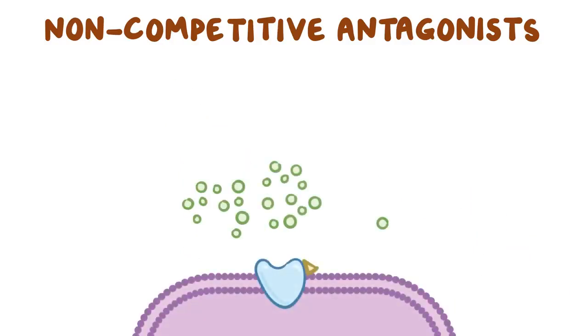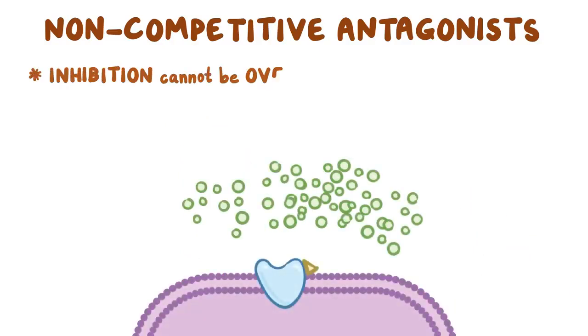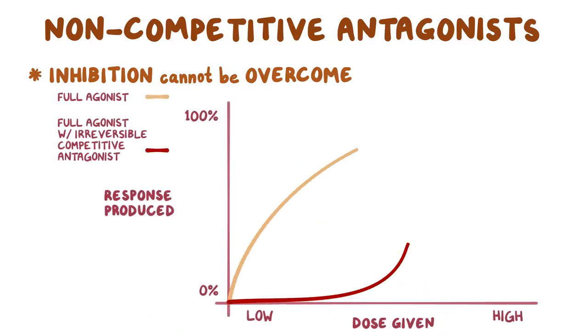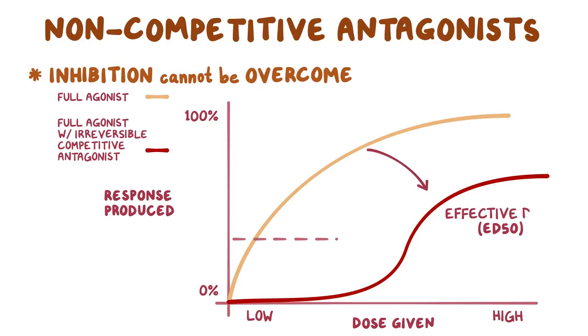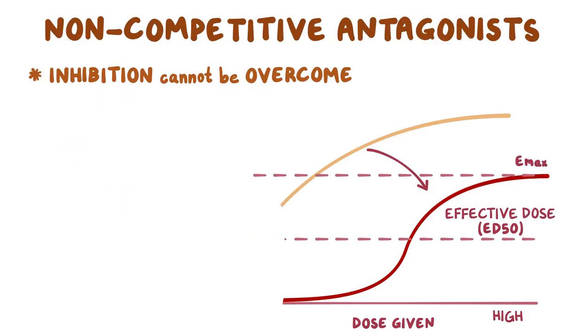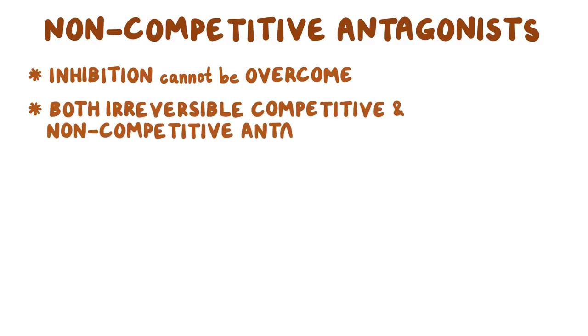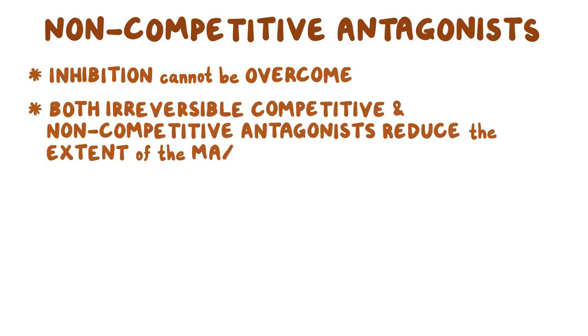Even if we increase the levels of the ligand, this inhibition cannot be overcome. So, once again, the curve shifts to the right, increasing the effective dose, and down, reducing the maximal effect. In other words, both irreversible competitive and non-competitive antagonists reduce the extent of the maximum response that can be achieved by any dose of the agonist.